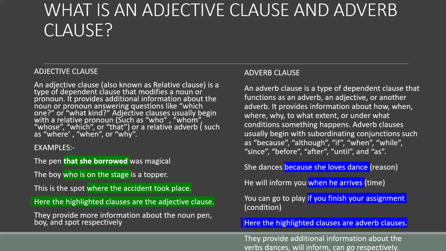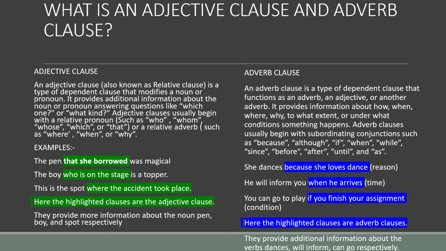Now let us see what is an adverb clause. An adverb clause is a type of dependent clause that functions as an adverb, an adjective, or another adverb. It provides information about how, when, where, why, to what extent, or under what conditions something happens. Adverb clauses usually begin with subordinating conjunctions such as because, although, if, when, while, since, before, after, until, and as.